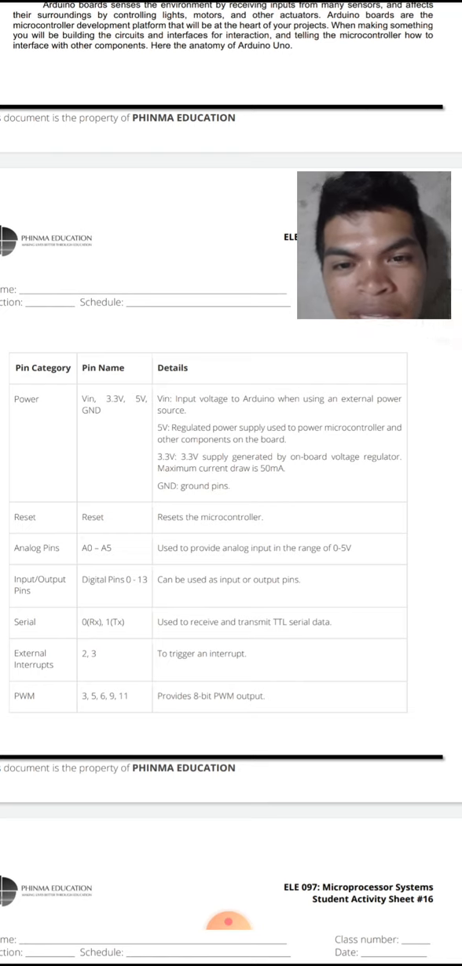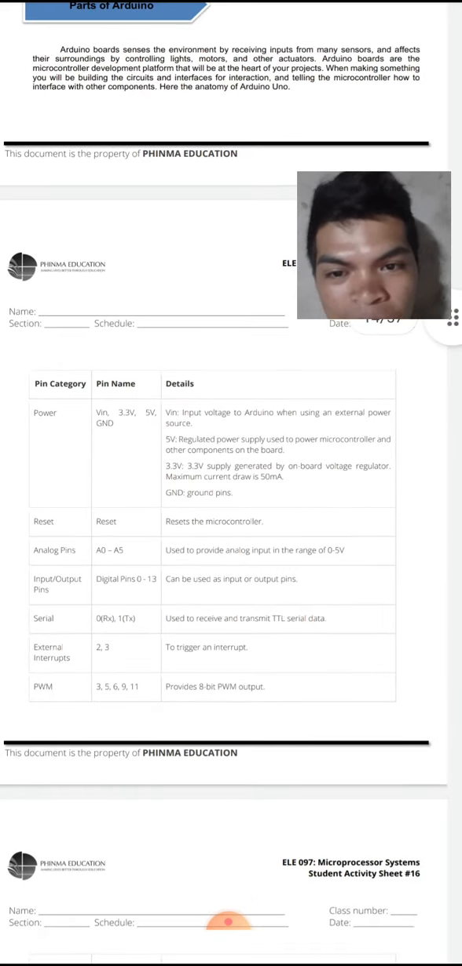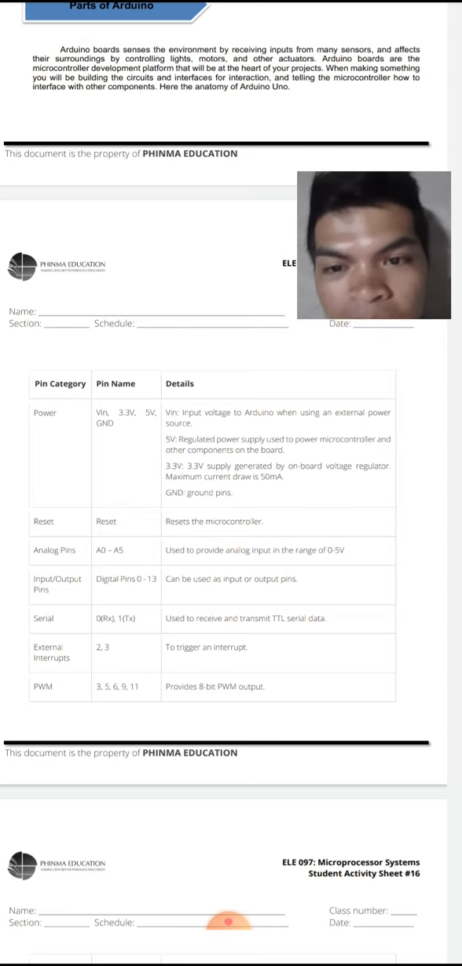Details: VIN is the input voltage to Arduino when using an external power source. That is the details for VIN, which you can see in the pin name. Its pin category is power. 5 volts is the regulated power supply used to power the microcontroller and other components of the board. 3.3 volt is the supply generated by the onboard voltage regulator. Maximum current drawn is 50 milliamperes.